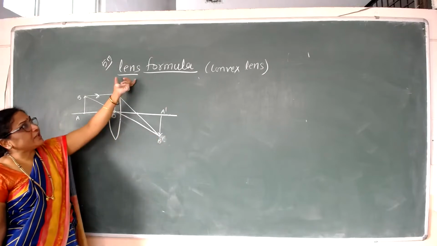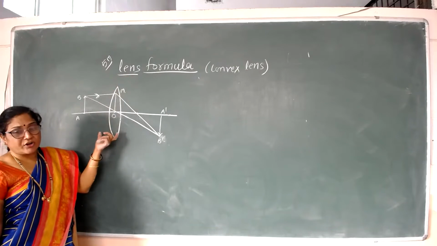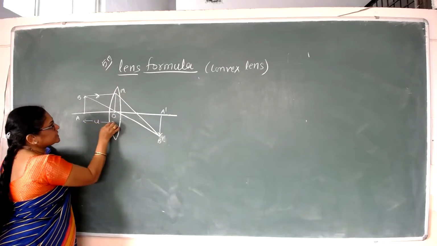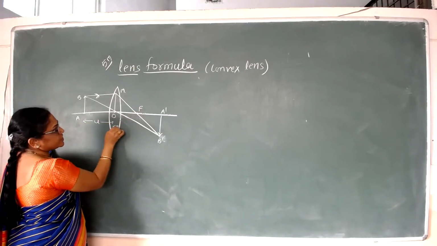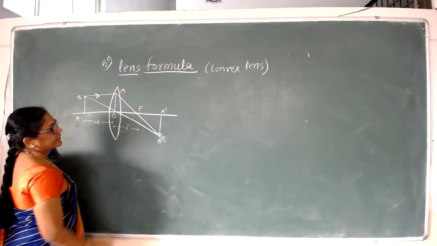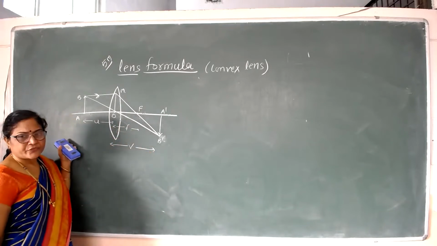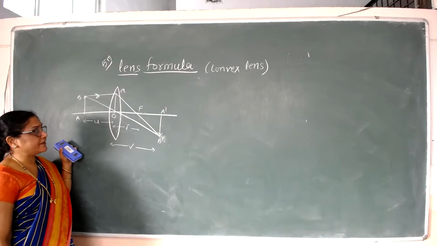Then, to derive the expression for the lens formula, we use the convex lens. This distance is known as the object distance. This is the principal focus, so this distance is known as the focal length. And this distance is known as the image distance. So to derive this expression, compare the two triangles, or compare the two similar triangles.